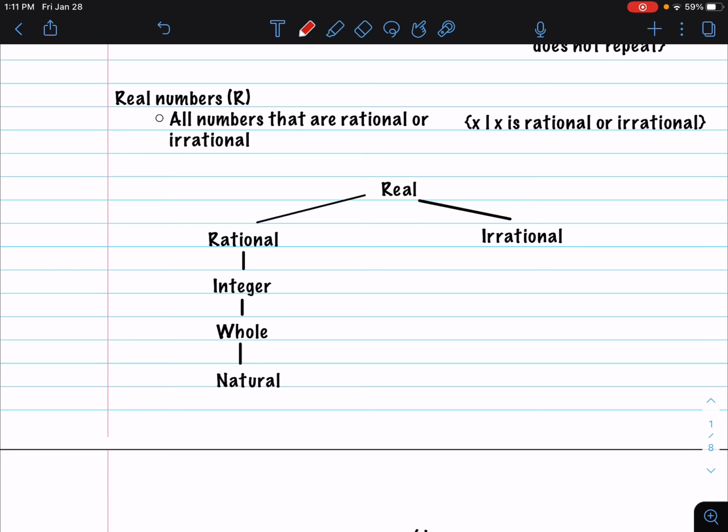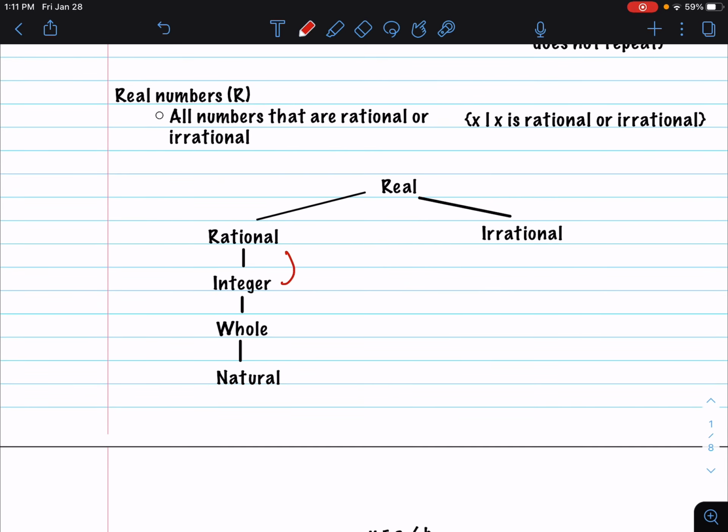And now let's try this with our integers. All integers are rational numbers, and all integers are real numbers. But not all integers are whole numbers, and not all integers are natural numbers. So say we have -2. -2 is an integer, a rational number, and a real number, but it is not a whole number, and it is not a natural number.